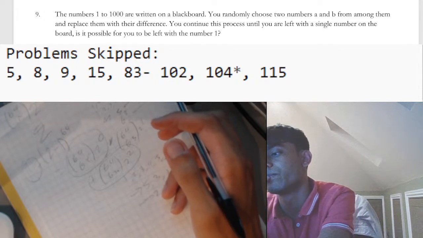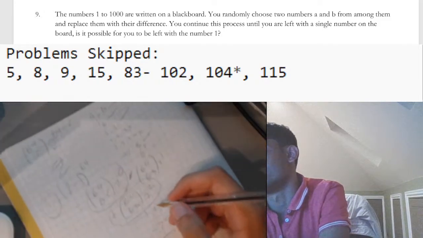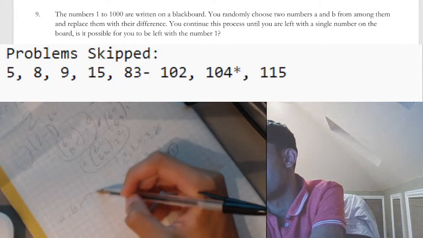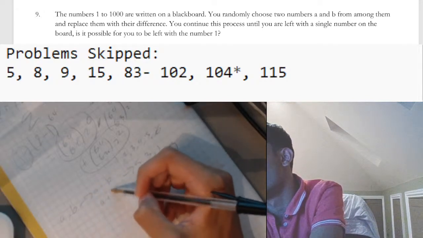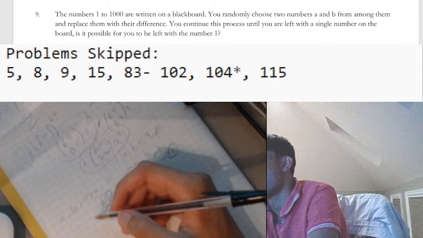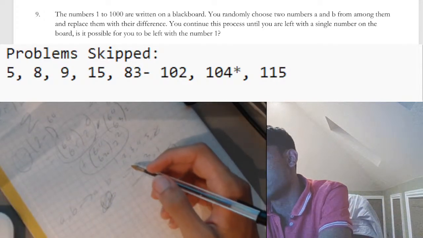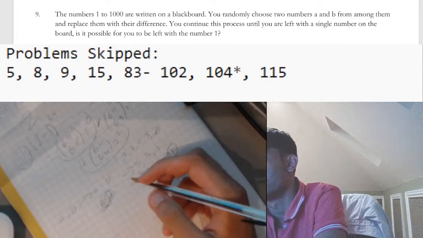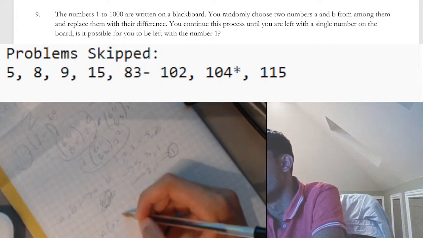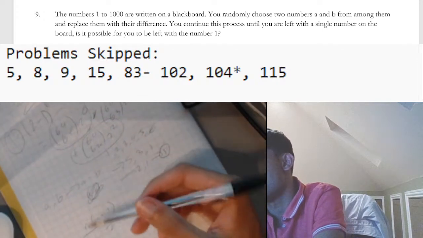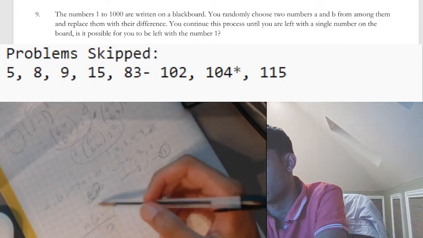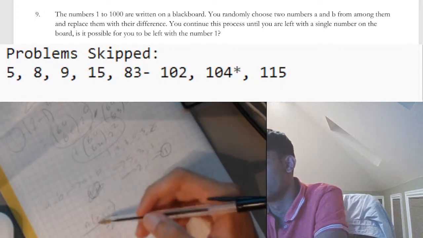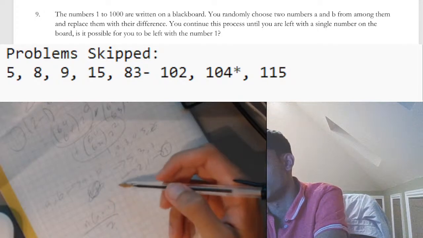Oh, fine, the sum of the numbers. So when you go from A, B to A minus B, basically the parity of the sum stays the same. And then the thing is, when n is 1 or 2 mod 4, the sum is even. Oh wait, no, the sum is odd because it's n times n plus 1 over 2. So when n is 0 or 3 mod 4, it's even. When it's 1 or 2 mod 4, it's odd.